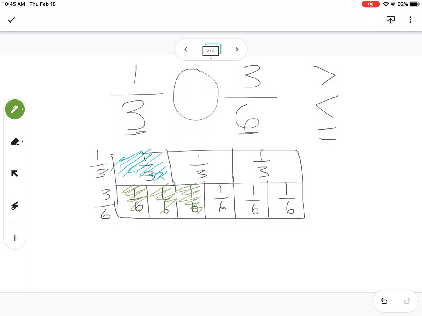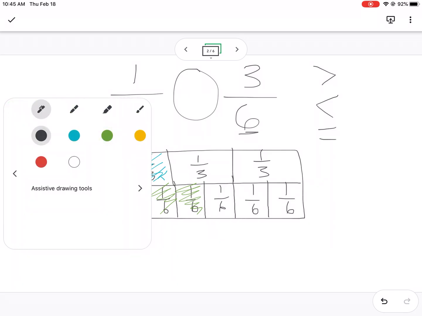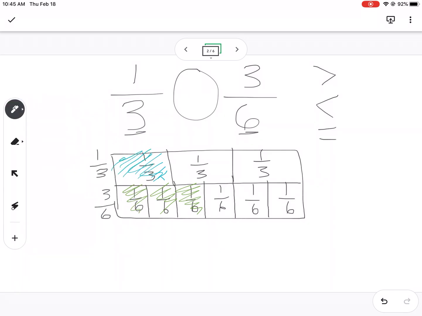If I look at my fraction model, there's more green shaded in than blue. So that tells me that 3/6 is larger than 1/3, or 1/3 is smaller than 3/6. So my alligator mouth is open towards the bigger fraction, the 3/6. So I can say 1/3 is smaller than 3/6, or 3/6 is larger than 1/3, and my fraction model shows me that 3/6 is larger than 1/3 because more is shaded in.